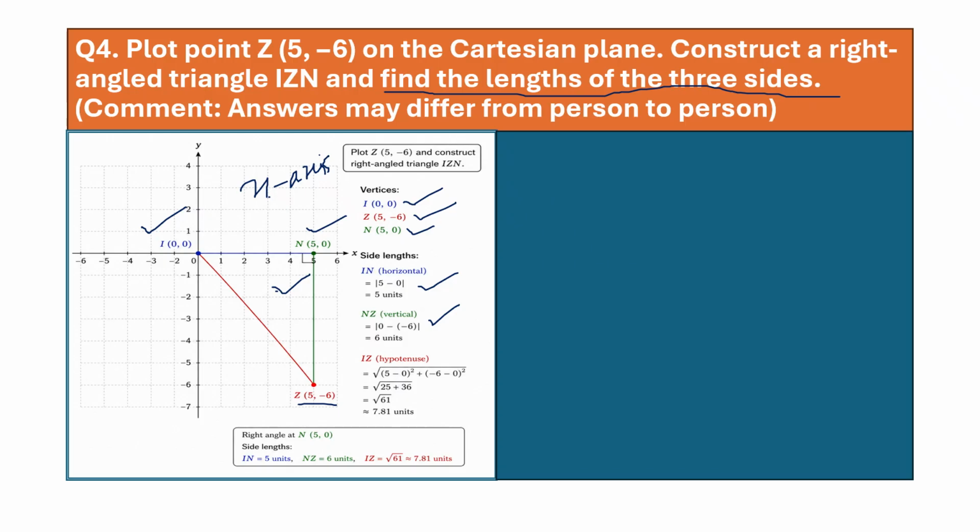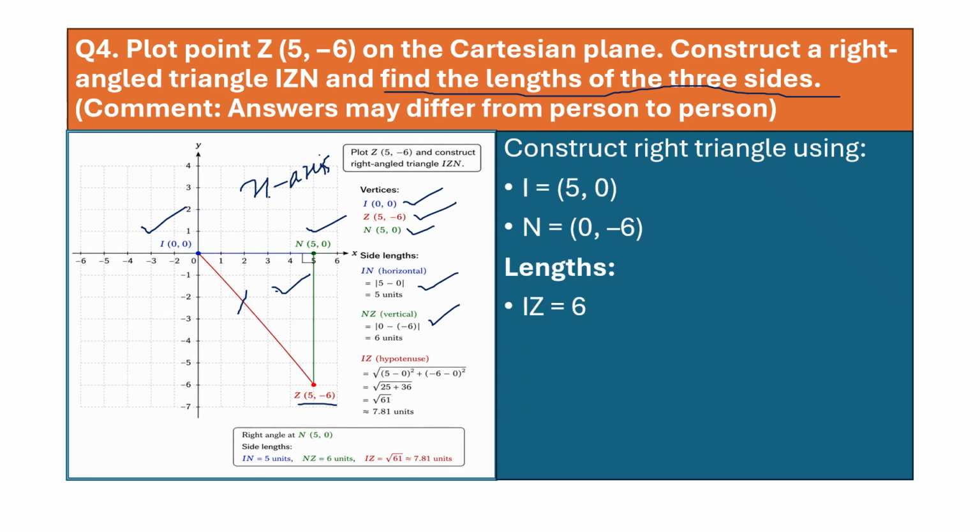Now we are left with I and Z. Now it is the hypotenuse. Now if you see, which formula have we used here? We have used the distance formula. Okay, now what is the distance formula? It is the square root of (x2 minus x1) squared plus (y2 minus y1) squared. So when you calculate, you will get root 61. If you want, you can just leave it here, or it can be calculated further as 7.81 units.